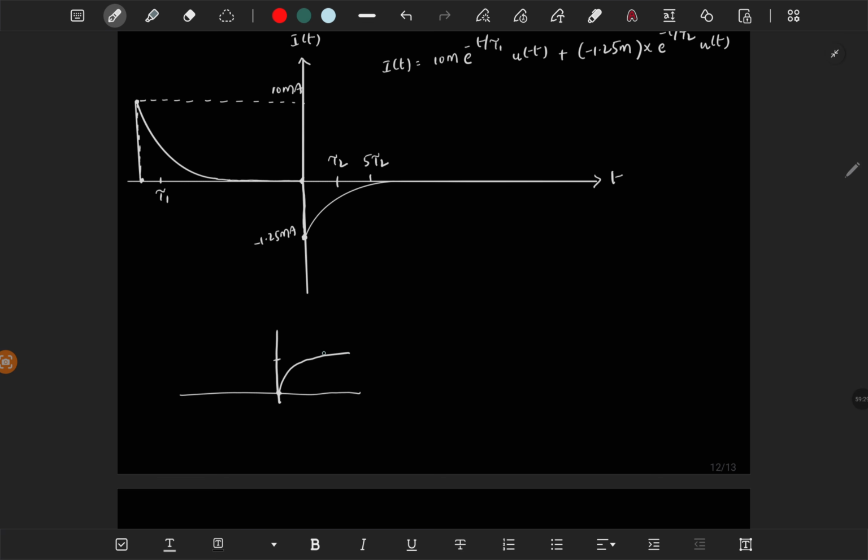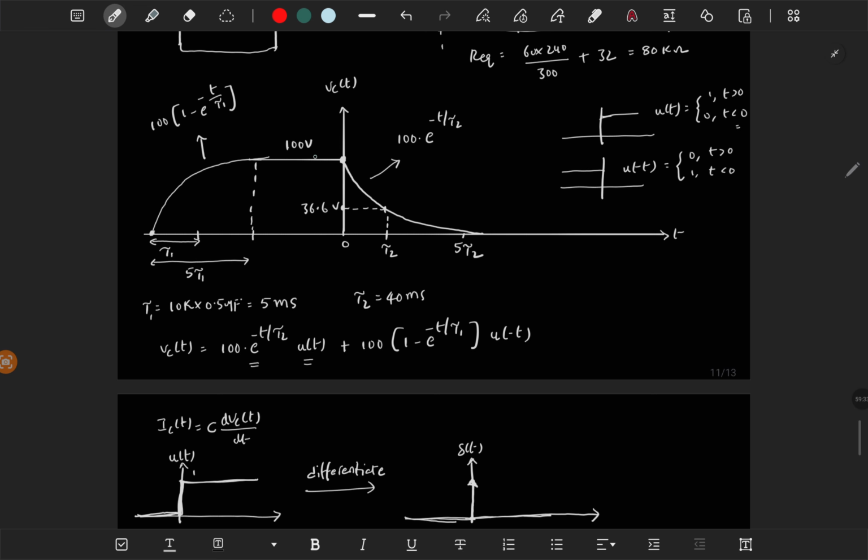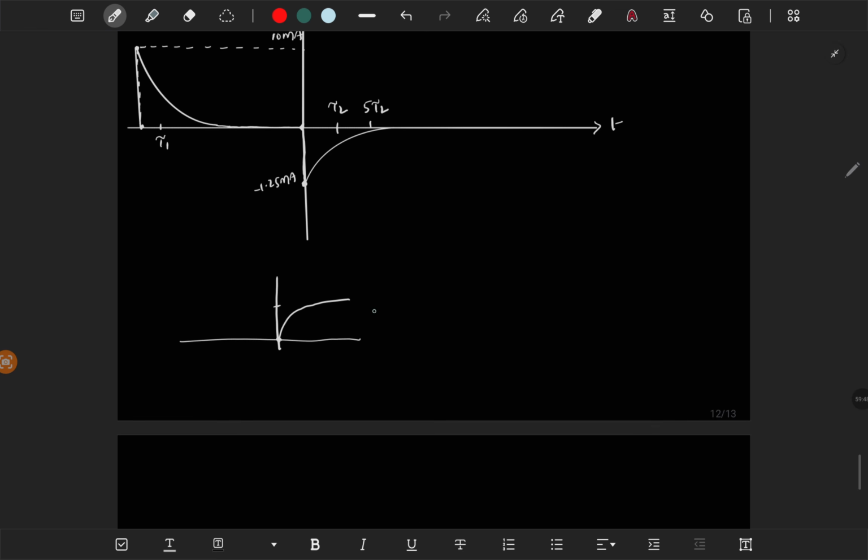This we know, right? Let's say I am right shifting this expression to here. So we will get Vc1 is 100 times 1 minus e power minus t by tau 1. So 100 into 1 minus e power minus t by tau 1.